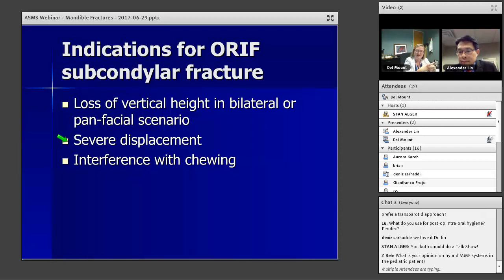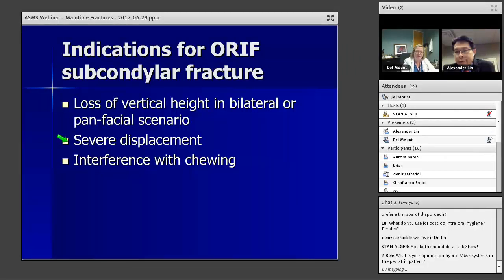Do you want to handle this next question, Alex? Sure. What is your opinion on hybrid MMF in the pediatric patient? Oh, that would be an absolute no, because the hybrid plating systems, instead of basing arch bars on wires, are basing arch bars on screws. And in the pediatric patient, we are trying to avoid screws because there are all these hidden tooth buds that are either partially developed or you can't even see them yet. So that's a definite no.